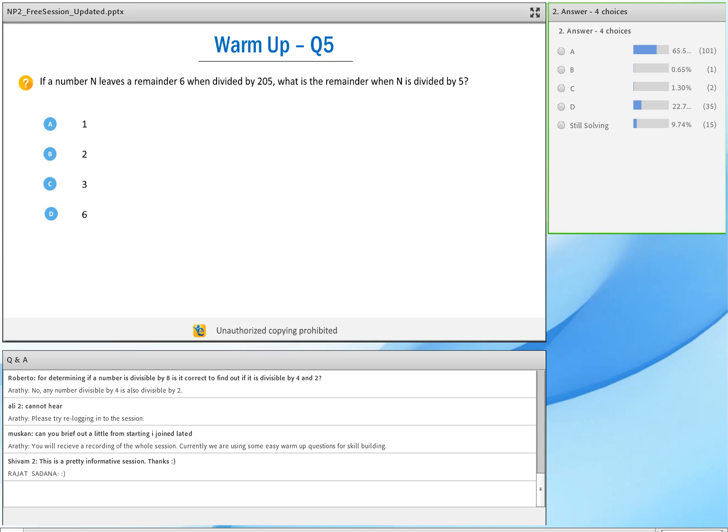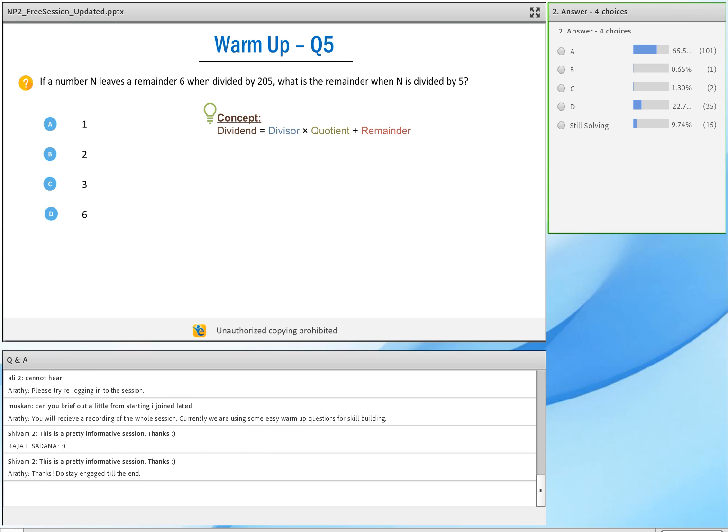Again, we're going to have an identical approach to what we had for the last question. We're going to use the same concept. Dividend is divisor times quotient plus remainder. You're going to actually get sick of me talking about this equation, because I'm going to talk about this equation till each one of you uses it. So bear with me and start using it, because otherwise you're going to start feeling sick.